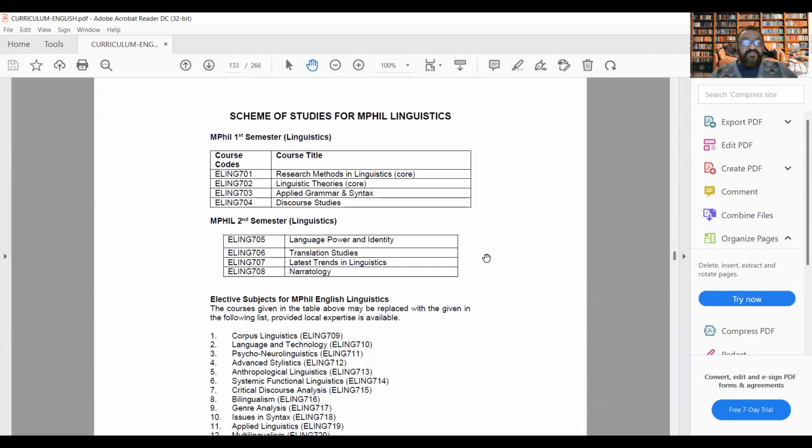I have discussed the MPhil English Linguistics and MPhil Applied Linguistics both. I discussed the syllabus because this is the first lecture on the syllabus. For the second lecture, I'm going to start from here, research methods in linguistics. So that you should be able to start your studies, and listening to the lectures can help you.